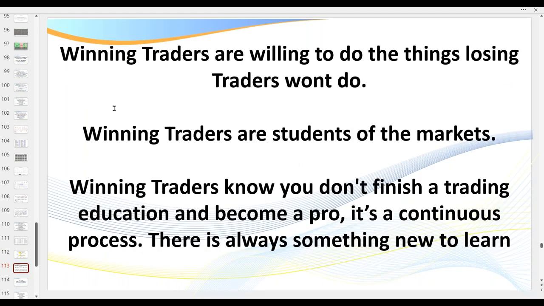All right, now that's great, but that's like reading a book, and it's a little bit like learning how to play the piano just by reading a book. It's not going to cut the mustard. To become a student of the markets, or a winning trader, you will do the things that losing traders won't do.